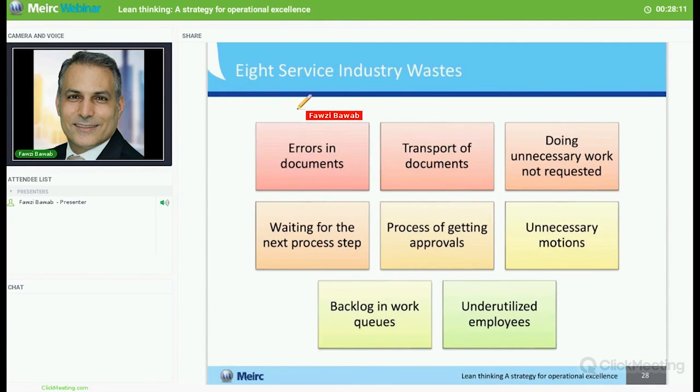These are, for example, the service industry. Again, this is not about manufacturing. Don't even think this is only for manufacturing, although it started with Toyota, right now lean is implemented in hospitals, in government, in transactions. So you can look at errors, transport, motions, underutilized staff, backlogs. These are all examples of what we call service industries waste.